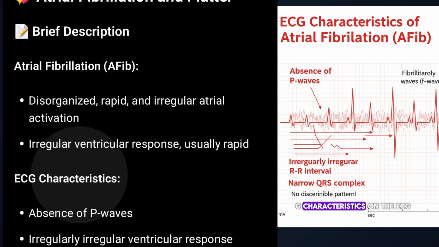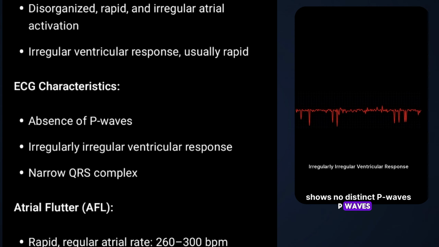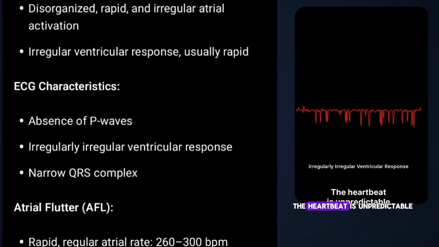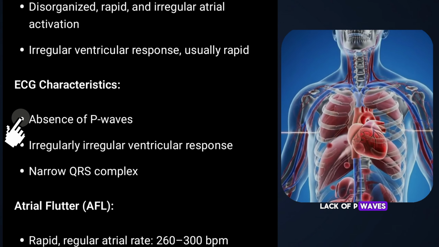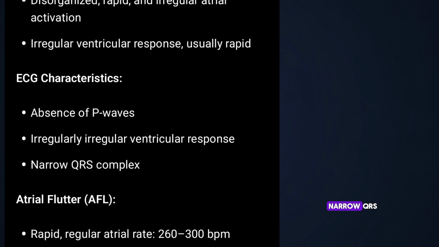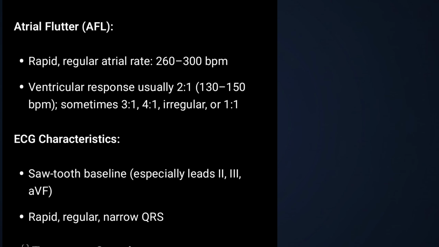ECG characteristics. On the ECG, AFib shows no distinct P waves and an irregular ventricular response. The heartbeat is unpredictable and often rapid. Lack of P waves. Irregular ventricular response. Narrow QRS.